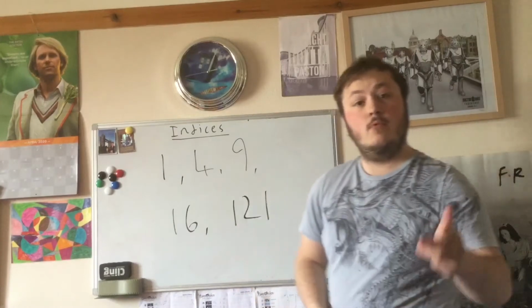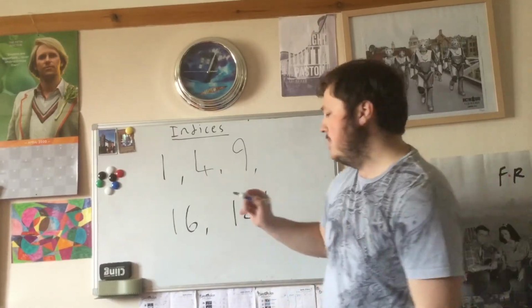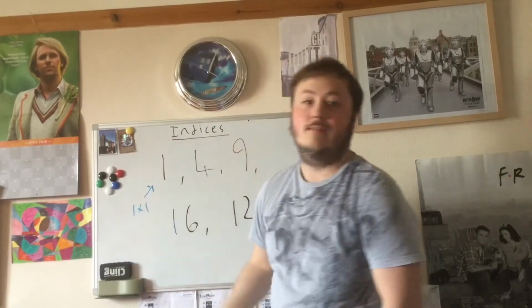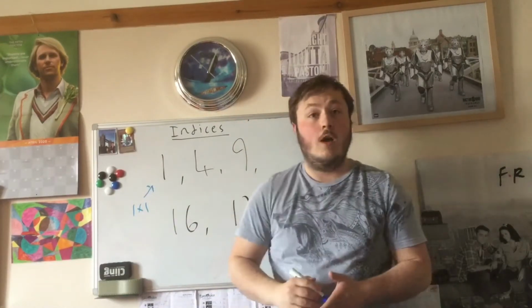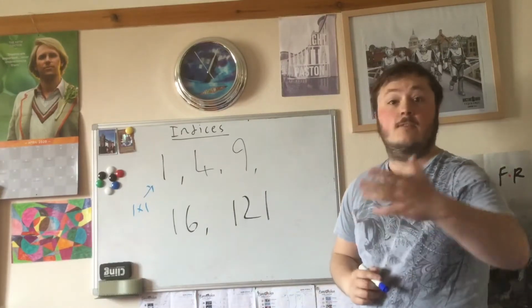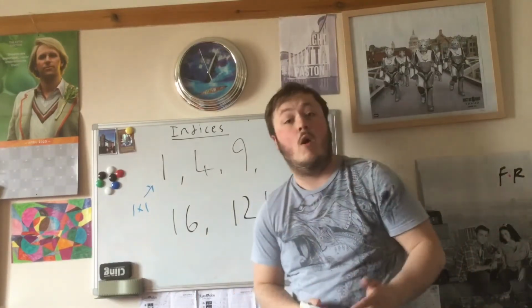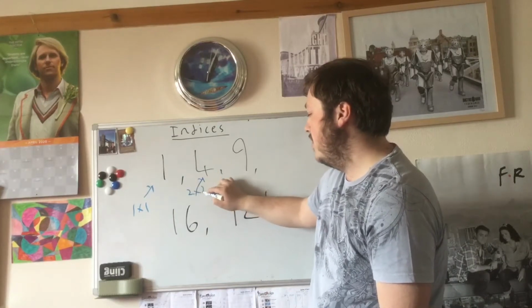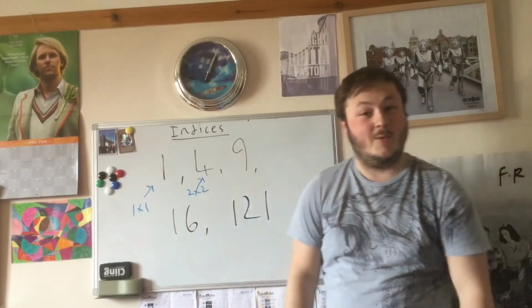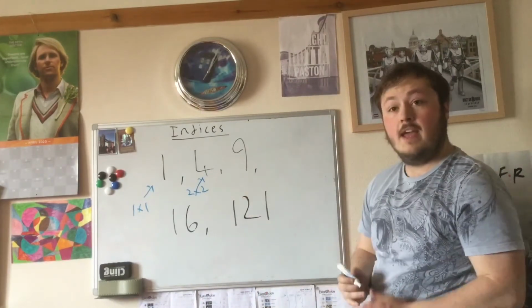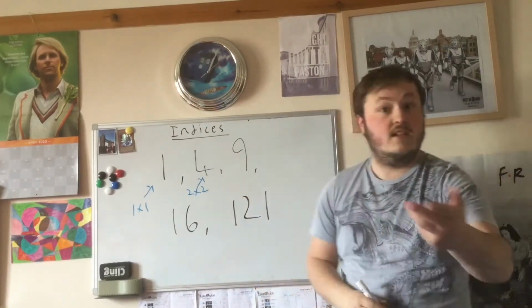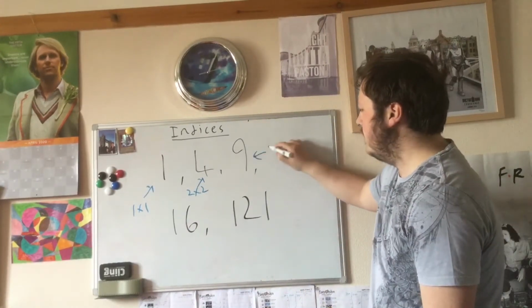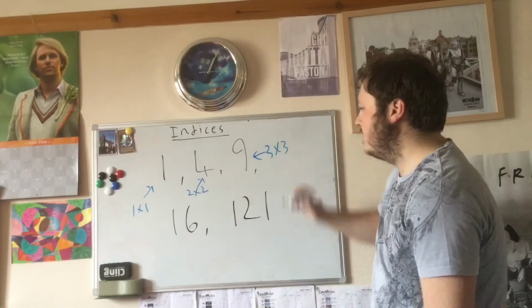The only times table that 1 appears in is the 1 times table when you do 1 times 1. The number 4 appears in 2 times tables. It appears in the 4 times table when you times 4 by 1, but it also appears in the 2 times table when you do 2 times 2. 9 appears in 2 different times tables. The 9 times table when you do 9 times 1, but it also appears in the 3 times table when you do 3 times 3.